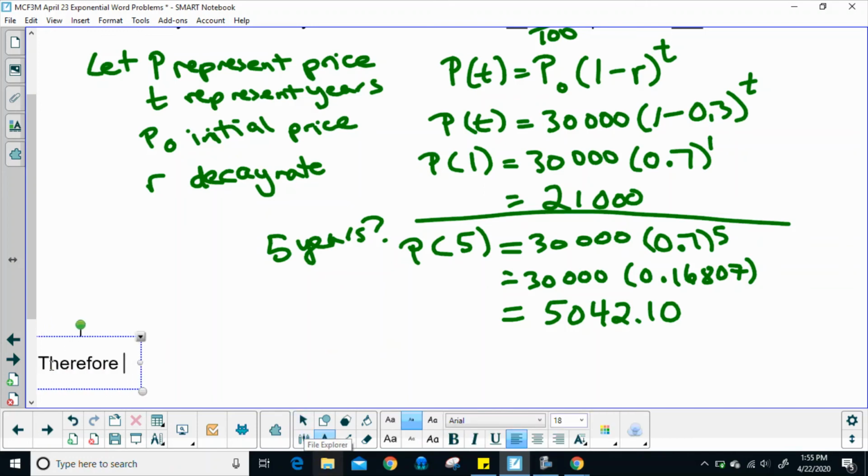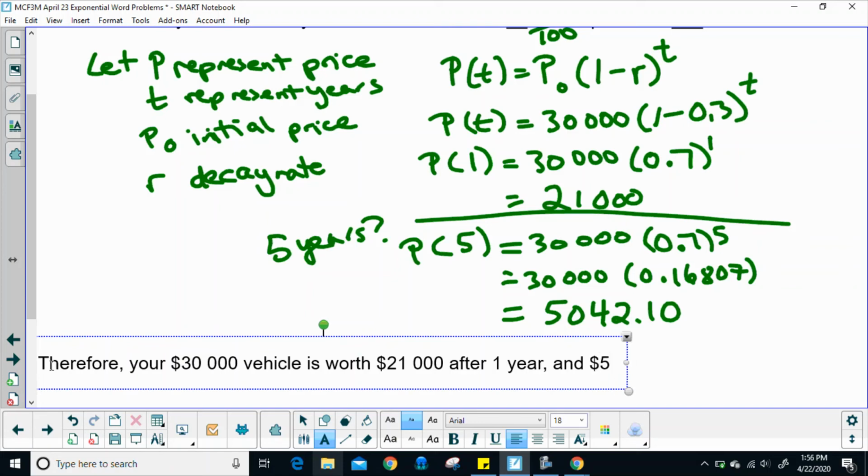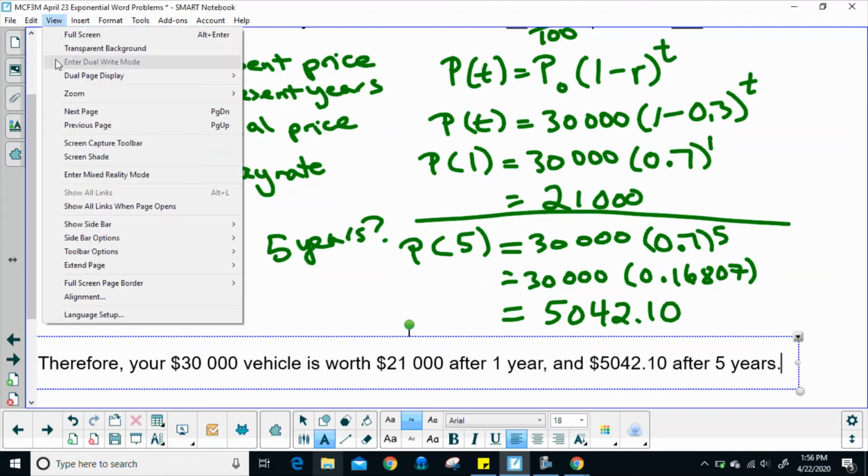So therefore, your $30,000 vehicle is worth $21,000 after 1 year and about $5,042.10 after 5 years when depreciating at 30%. Well, that's kind of sad.